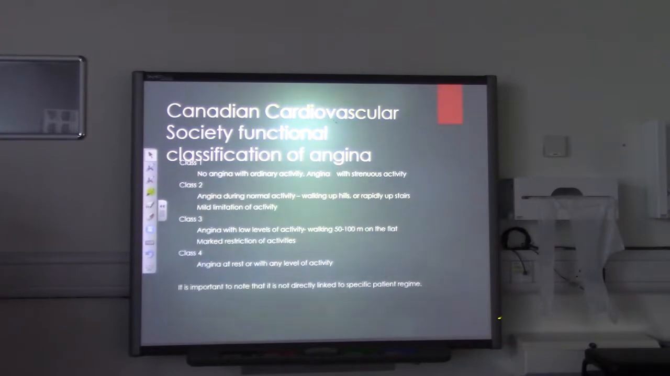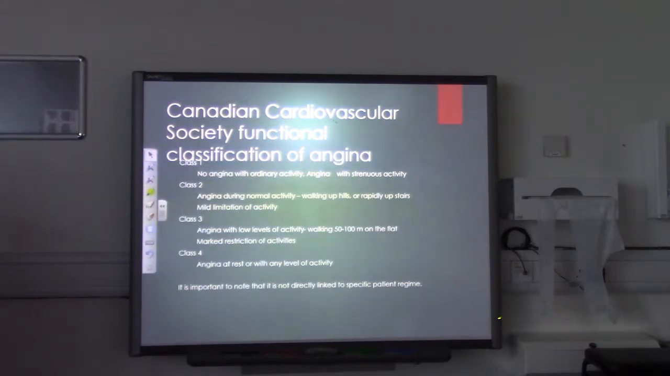If we look then, class 1 is no angina with ordinary activity, but angina with strenuous activity. So that's really your mild, stable angina, whereby patients may experience some pain and discomfort when climbing stairs or doing some strenuous physical activity, but normal day-to-day walking and moving around, they're not really experiencing any great deal of pain or discomfort. Class 2, angina during normal activity, walking up hills or rapidly upstairs, and mild limitation of activities.